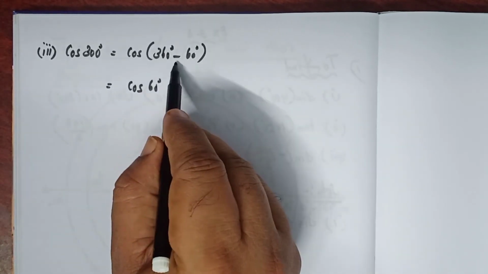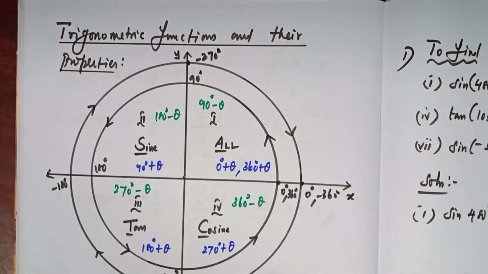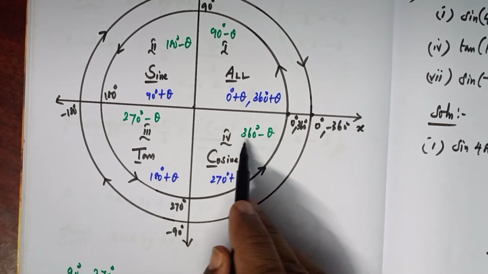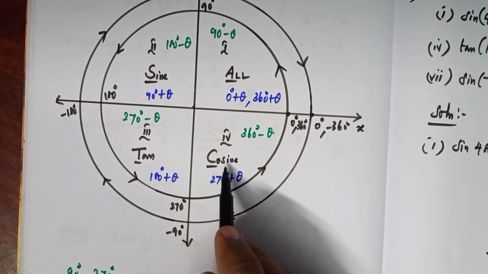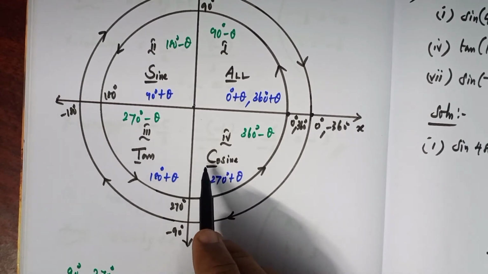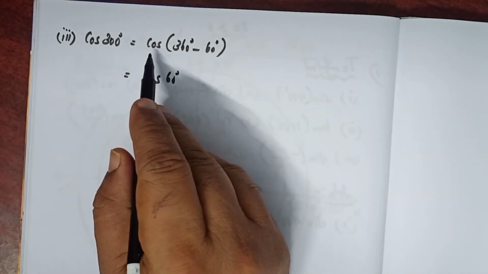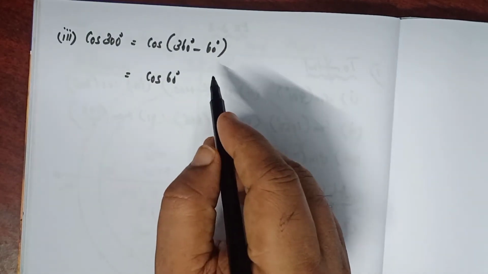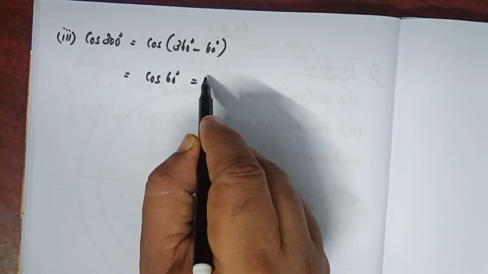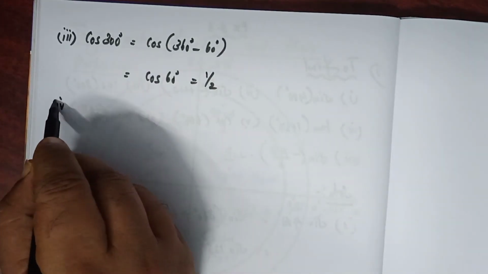After that, 360 minus lies in which quadrant? We have to verify. It lies in the fourth quadrant, where cos and its reciprocal secant are positive. What is outside the bracket? Cos. It is positive, therefore the result is also positive. Cos 60 value you know very well, that is equal to 1 by 2. Subdivision 3 is over.